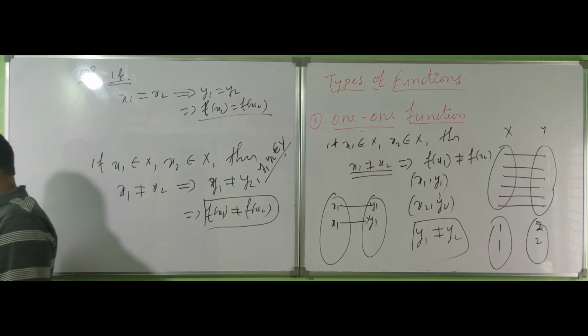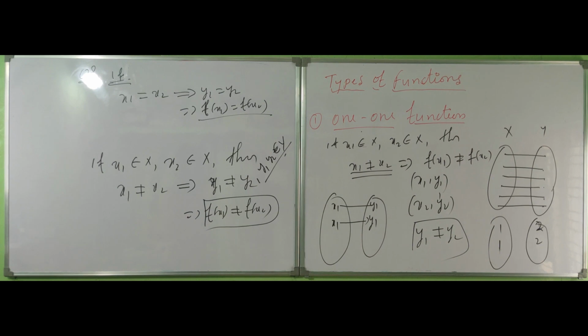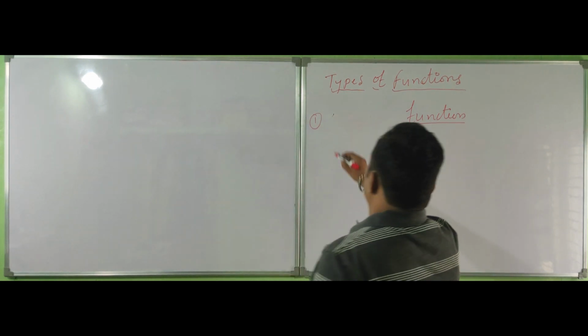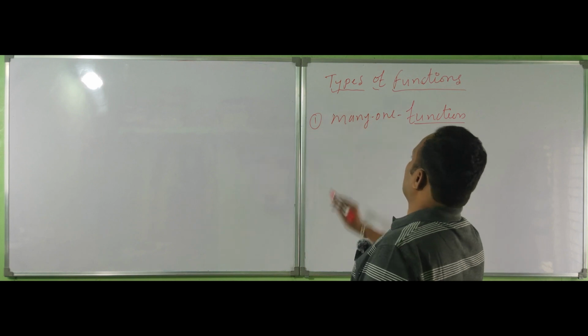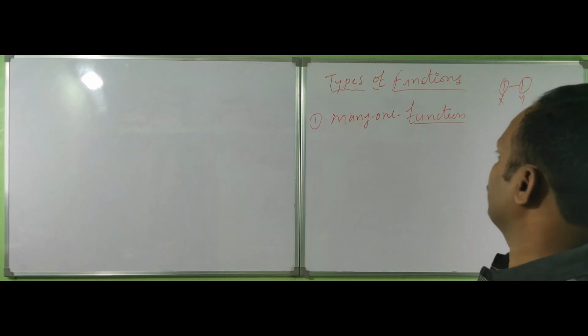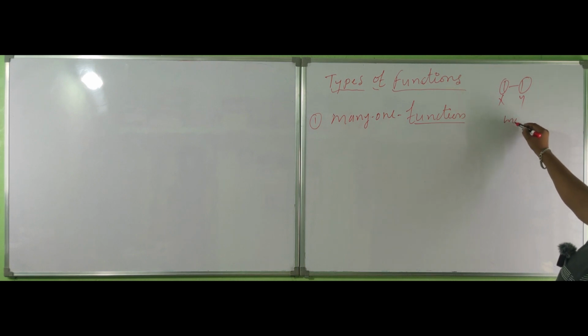Next, many-one function. The second one is the many-one function. The name indicates many to one. See, in one-one, this is x and this is y, and these are distinct, discrete elements. Here we call it many-one, many to one. You can call it two to one also.